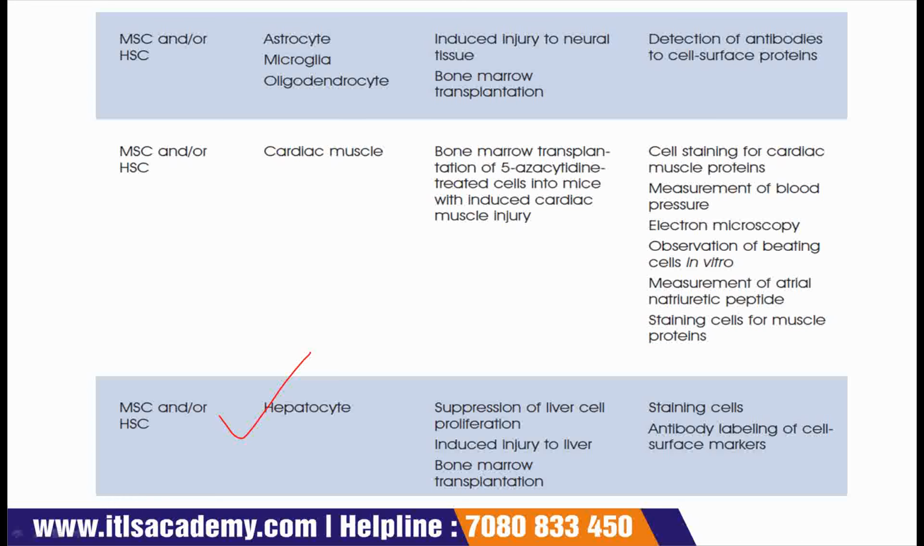Another cell derived from both cells is hepatocyte. Conditions will be suppression of liver cell proliferation. Next one, induced injury to liver and further bone marrow transplantation. For the detection, staining of cells done and antibody labeling of cell surface markers.